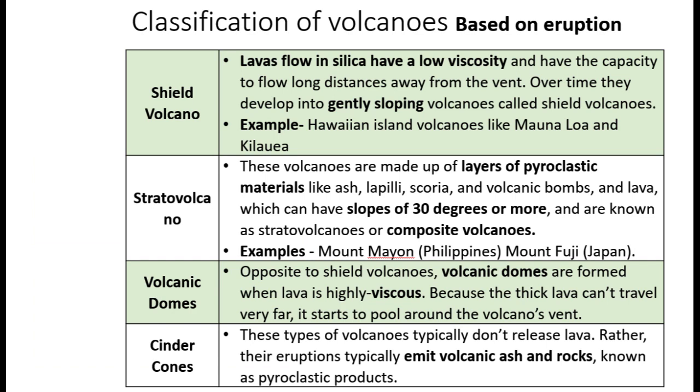Shield volcano. Lavas low in silica have a low viscosity and have the capacity to flow long distances away from the vent. Over time they develop into gently sloping volcanoes called shield volcanoes. Example: Hawaiian island volcanoes like Mauna Loa and Kilauea.